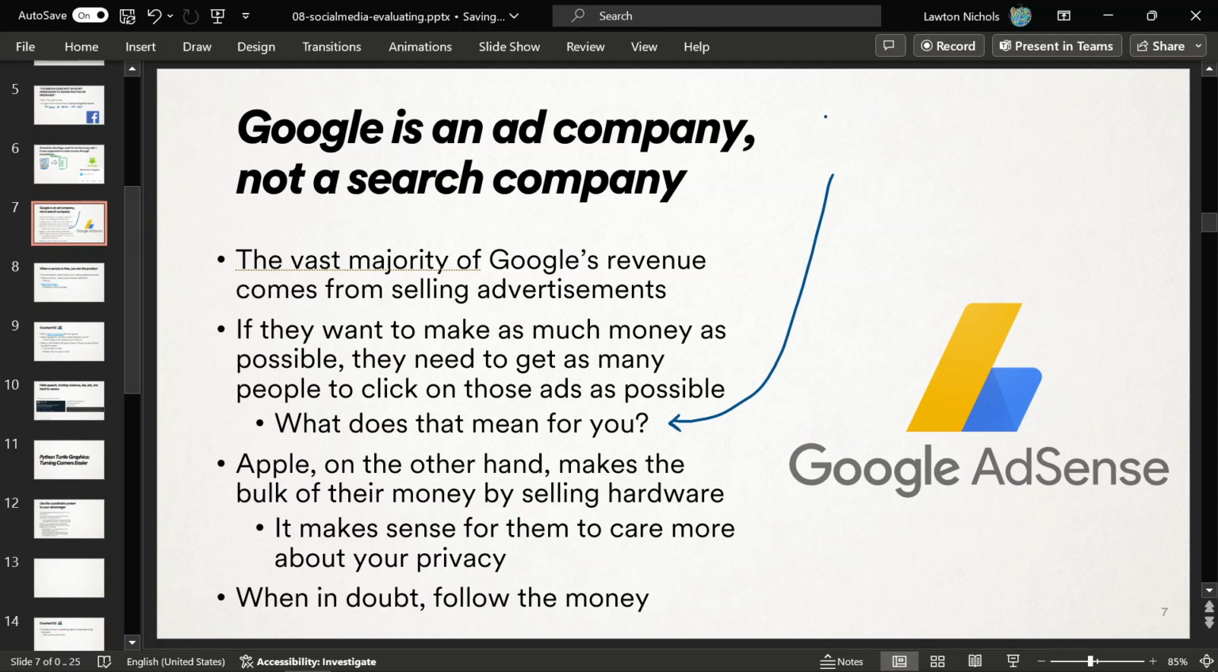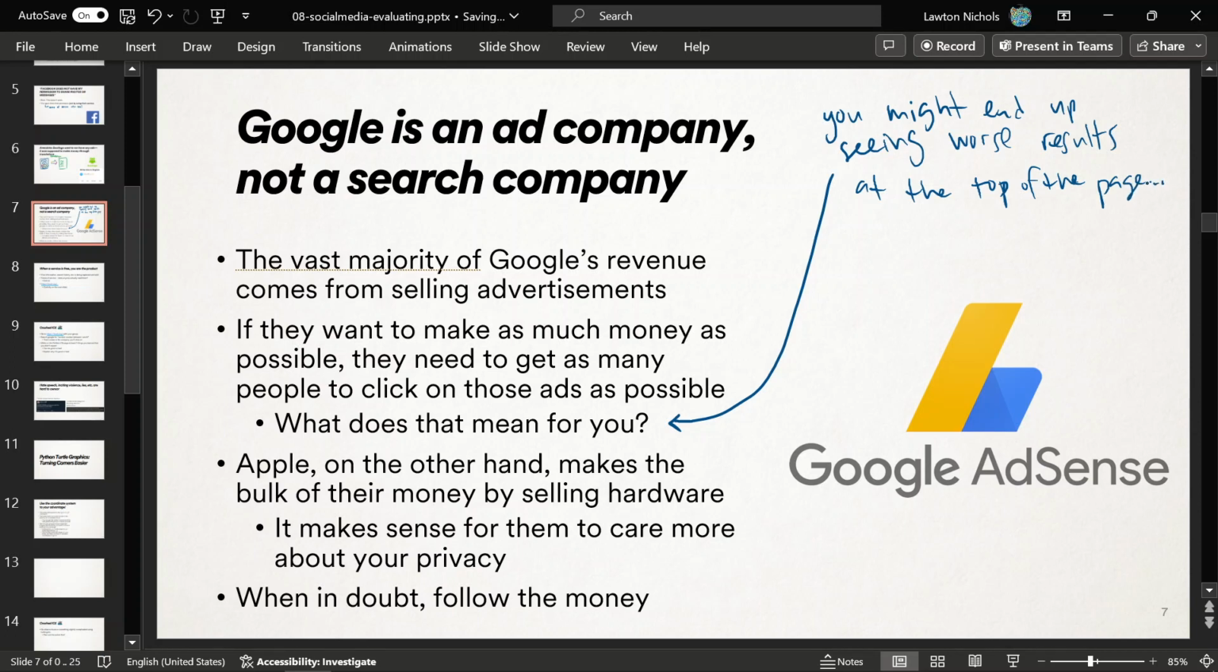So at the end of the day, you might end up seeing results that are not really what you wanted at the top of the page, where you think the right answer would be. So you have to scroll through ads. You might end up seeing worse results at the top of the page, because the people paying to have their website at the top and not getting there naturally are probably not the place you wanted to go.